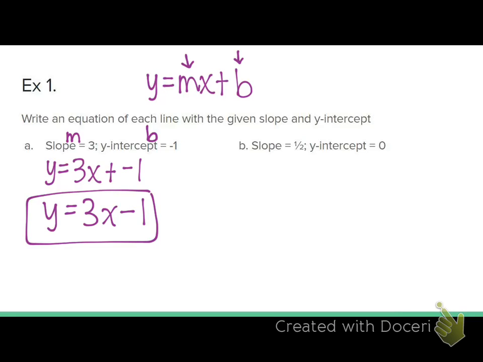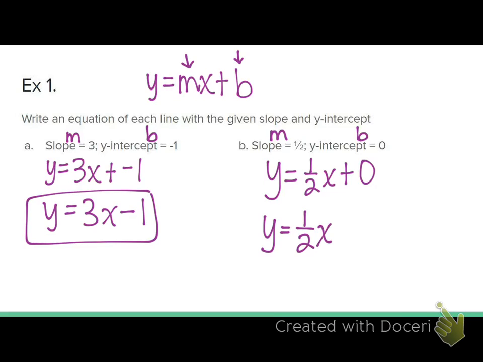Now, unfortunately, not every single problem we do will be quite this simple, but they're starting us off pretty easy. So again, slope is which letter? Y-intercept is b. So when I rewrite this, y equals 1/2 x plus 0. Do we need to write a plus 0? No. So the way we should write it is just y equals 1/2 x.